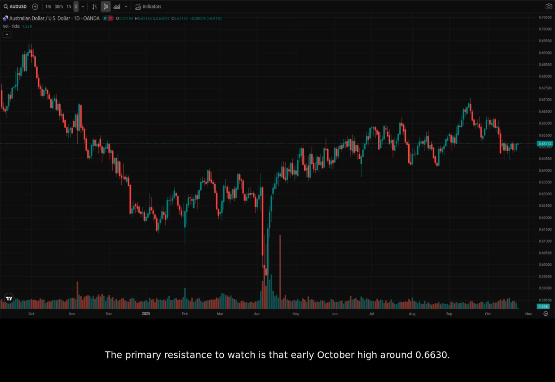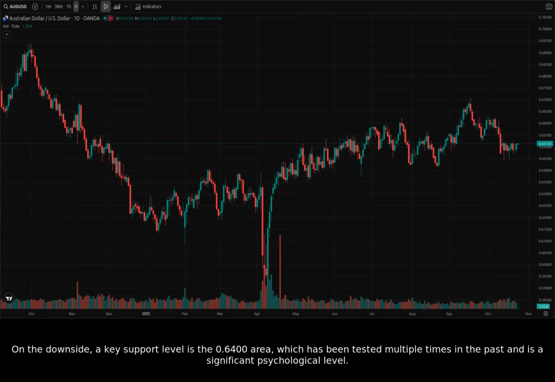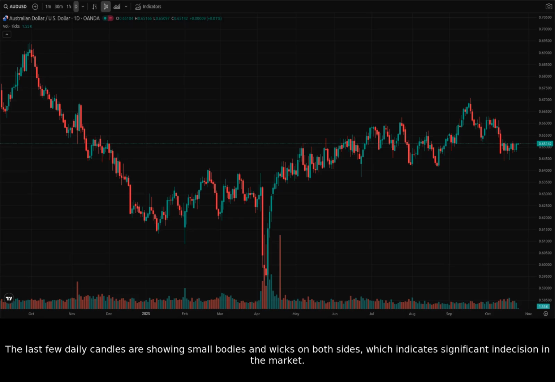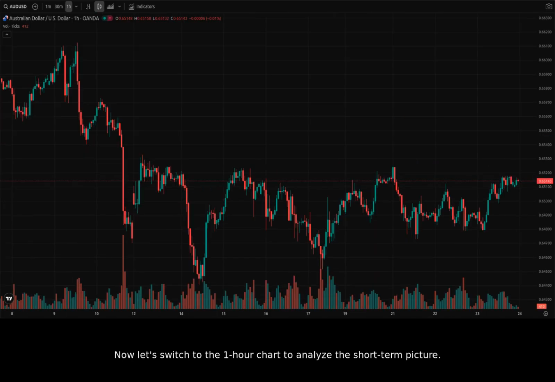The primary resistance to watch is that early October high around 0.6630. On the downside, a key support level is the 0.6400 area, which has been tested multiple times in the past and is a significant psychological level. The last few daily candles are showing small bodies and wicks on both sides, which indicates significant indecision in the market. This consolidation perfectly matches the news narrative of traders waiting for the next catalyst, which is likely the U.S. inflation report. Now let's switch to the 1-hour chart to analyze the short-term picture.